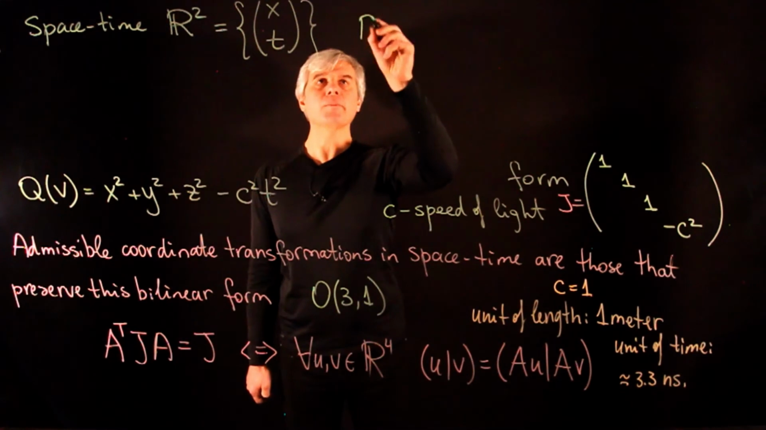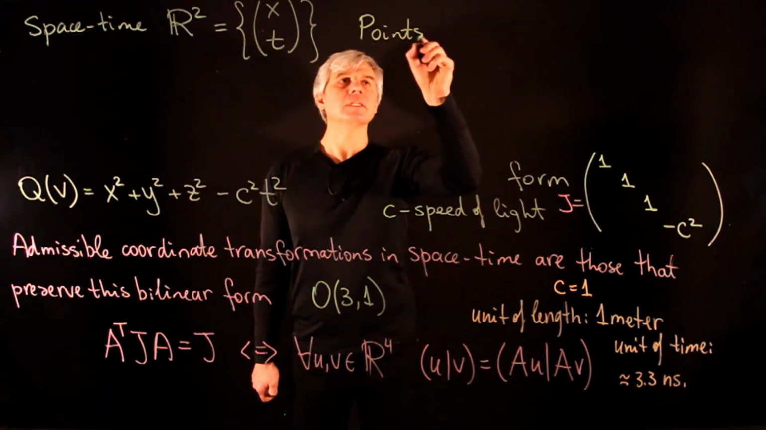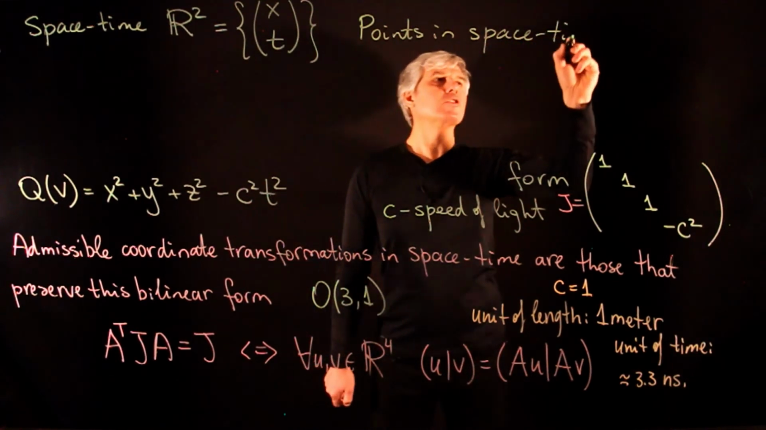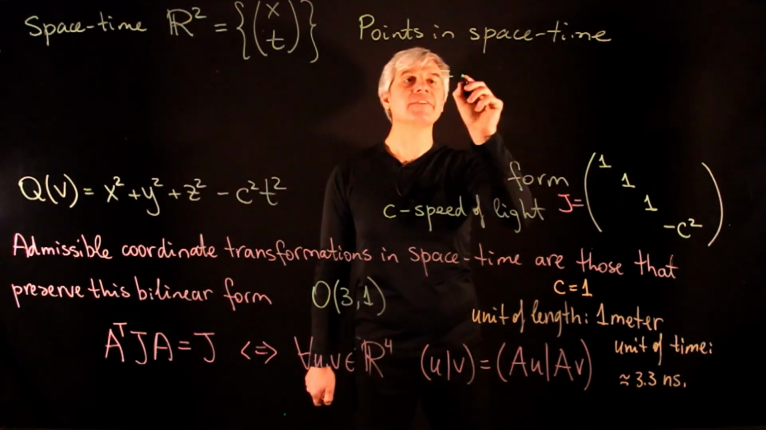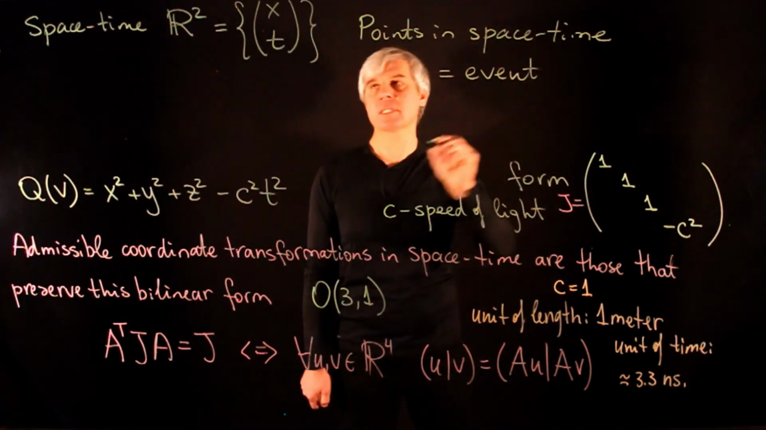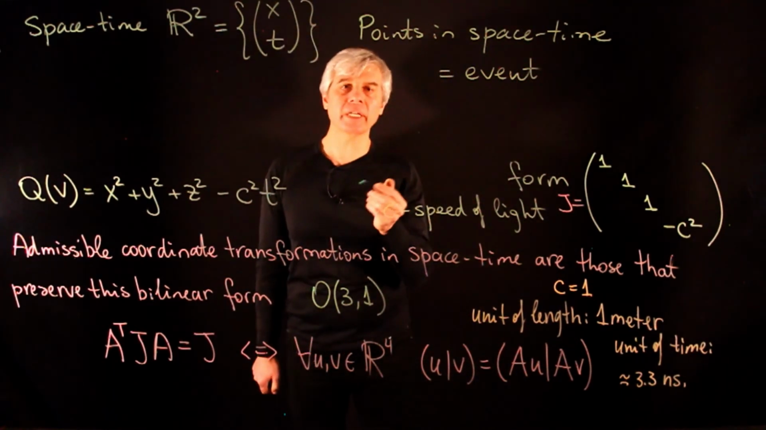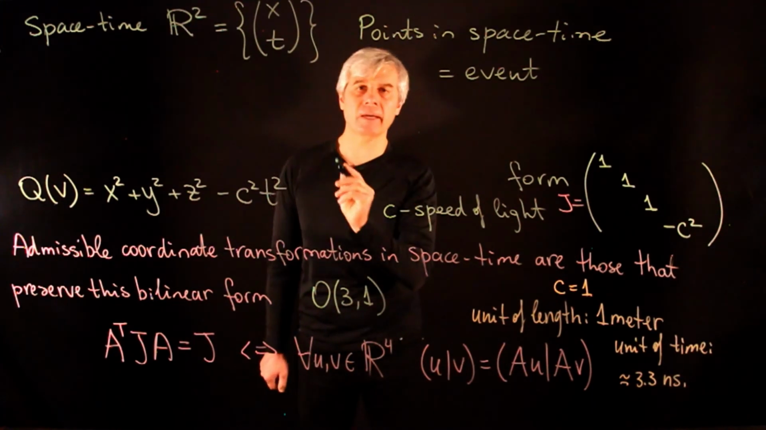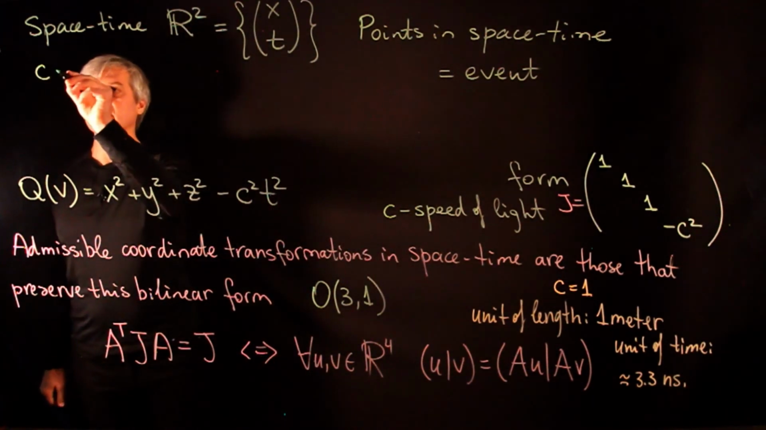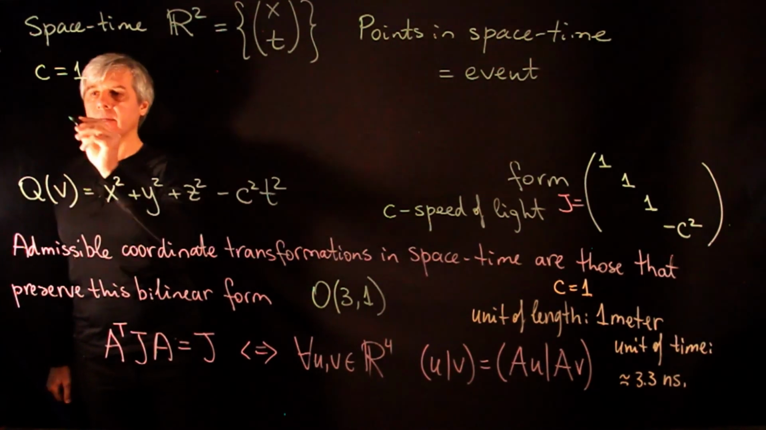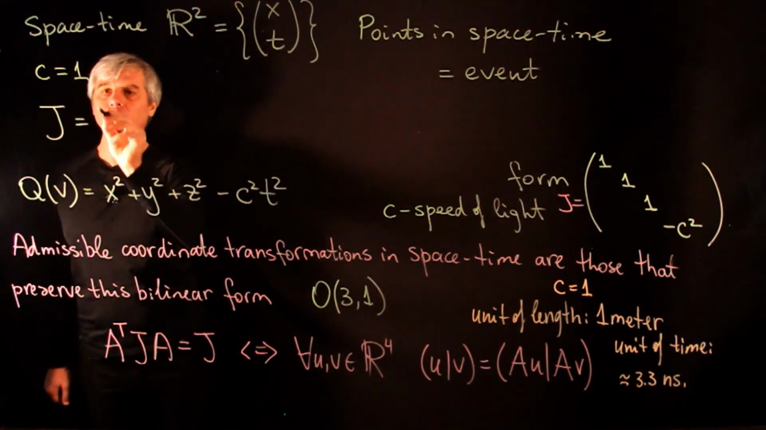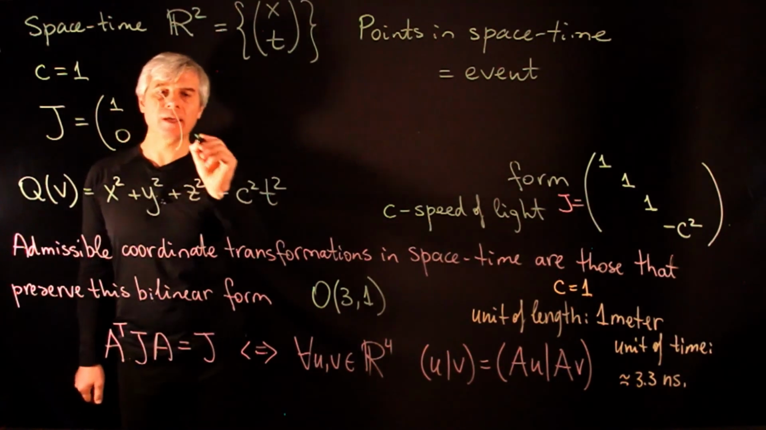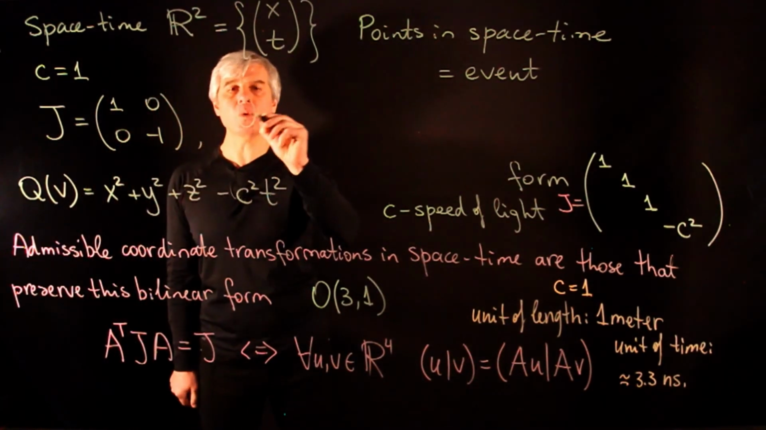Notice here that points in space-time should be interpreted as events, because these points have not only the spatial component, but also they have a specified time. So here we set the speed of light to be 1. So the matrix of the bilinear form is a 2 by 2 matrix, (1, 0; 0, -1). And the symmetry group is O(1,1).